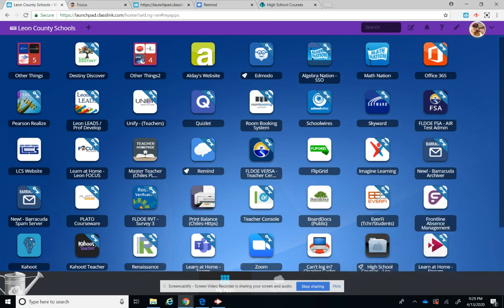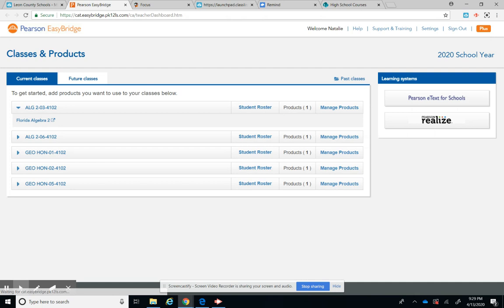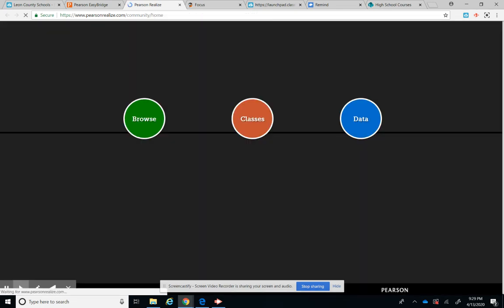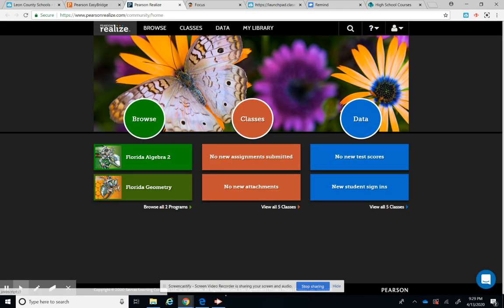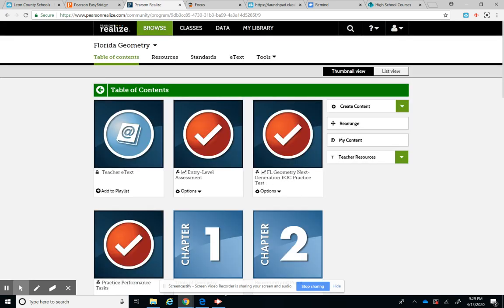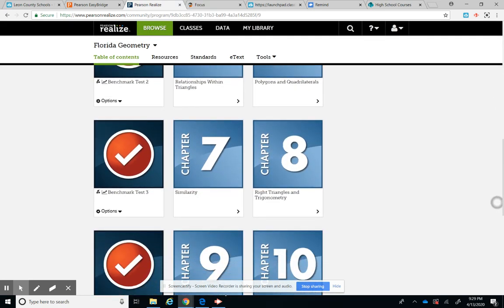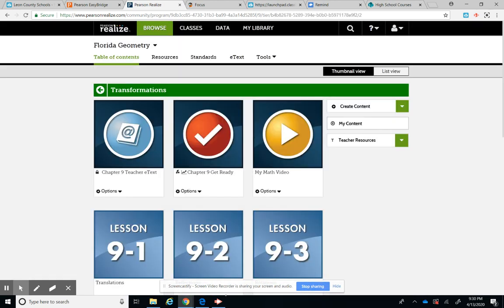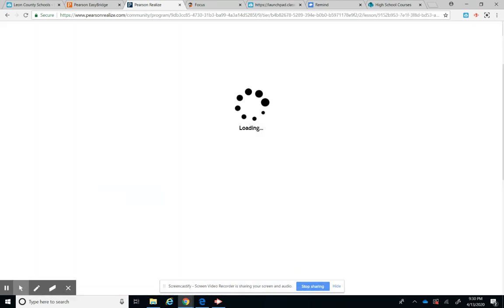If you go into ClassLink and you click on Pearson, I'm going to show you where you can go in case I don't do a lesson every day for each section. When you go into Pearson, you're going to click on your geometry book. It has like the bee looking thing on it. And it's going to take you to a page kind of like this. All right, so you're going to go down to chapter 9 where it says transformations. And we are in 9.1.